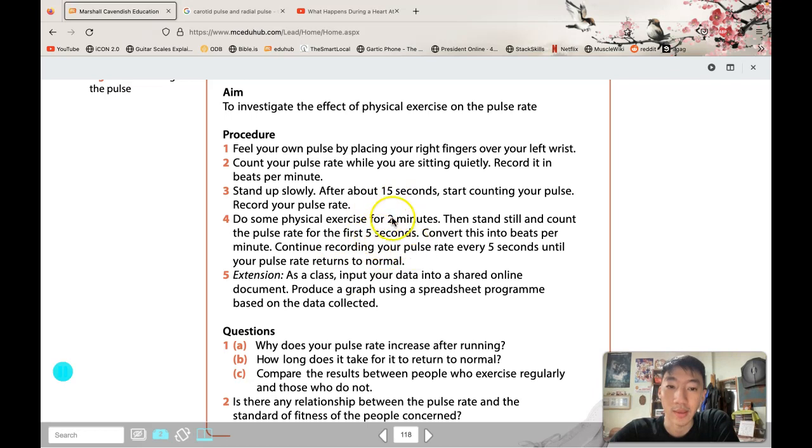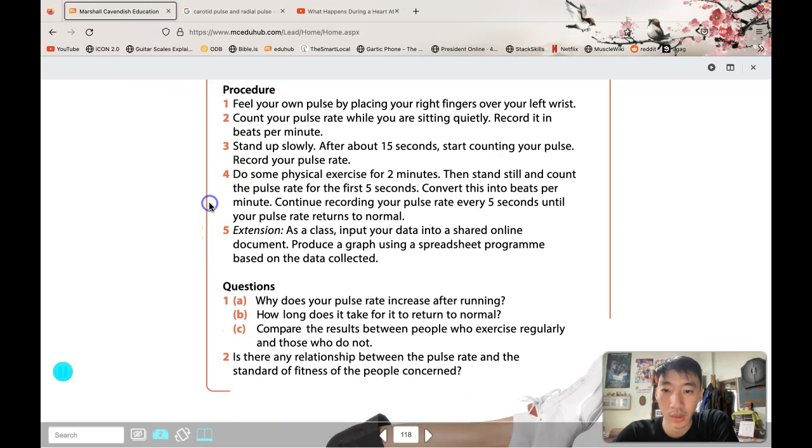And you can estimate for yourself, or you can try it for yourself. What will happen if you do physical exercise, maybe do some jumping jacks, do some push-ups, and then you measure your pulse rate again? Okay, so we can even do some data analysis.